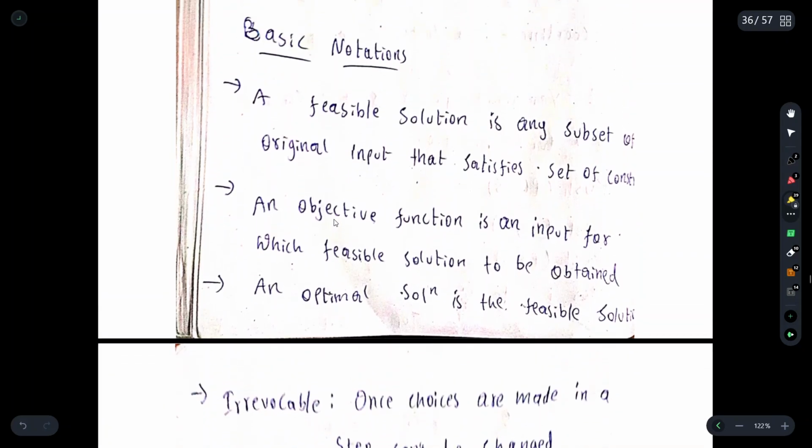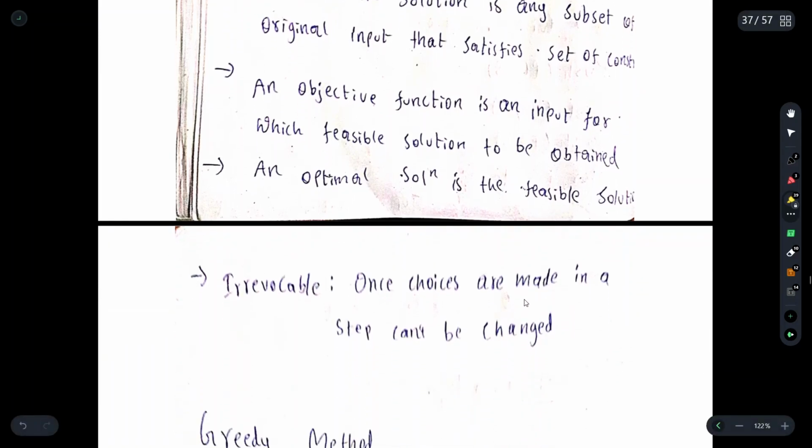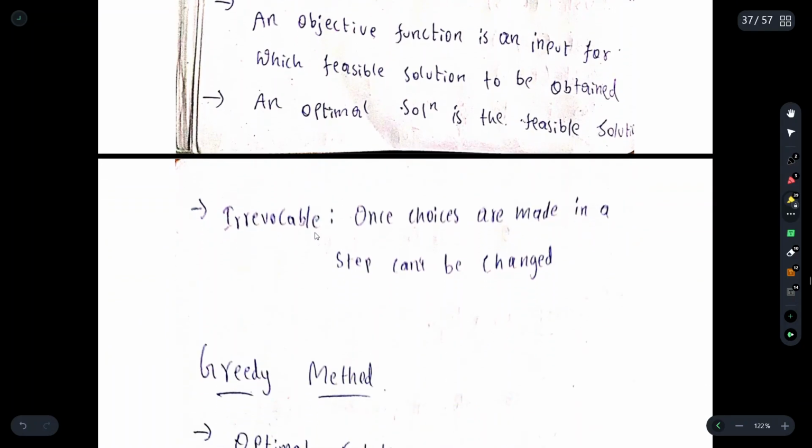Basic notations. A feasible solution is any subset of the original input that satisfies the set of constraints. So a feasible solution is nothing but a sample solution which can satisfy all the constraints. An objective function is something which is used for maximizing or minimizing with the help of this sample solution. An optimal solution is the feasible solution. So a feasible solution is also one of the optimal solutions.